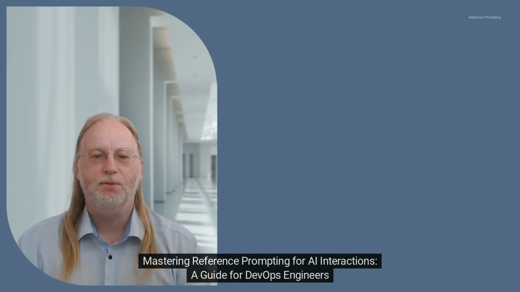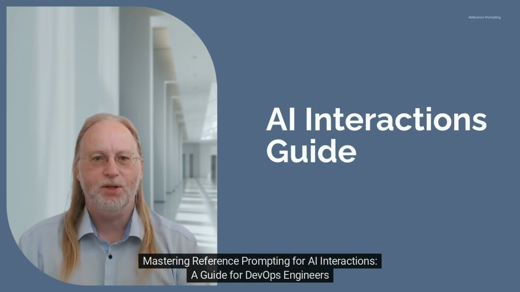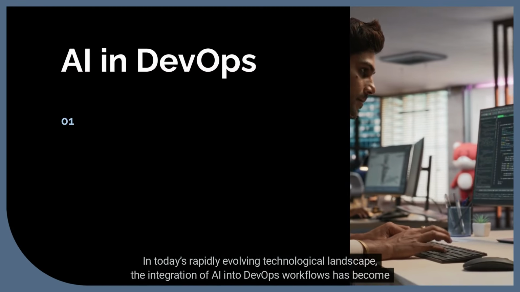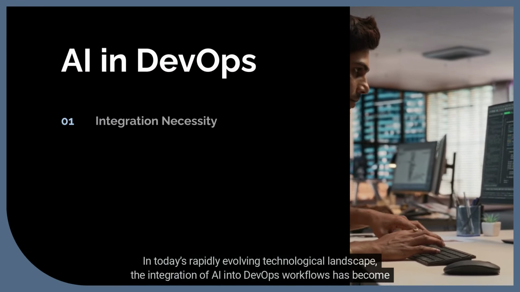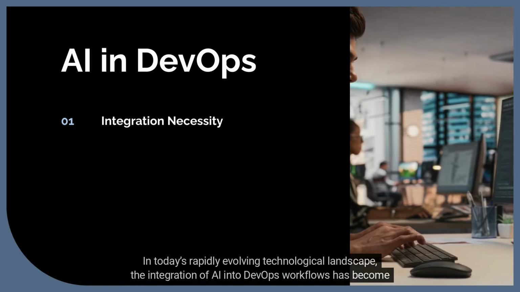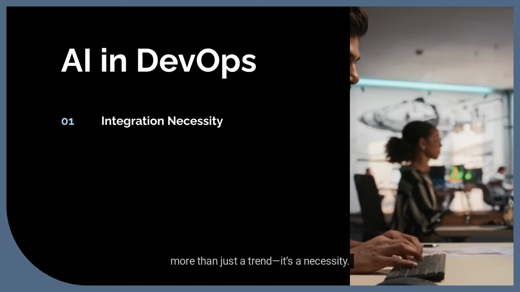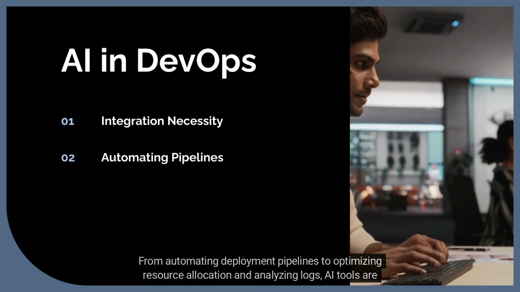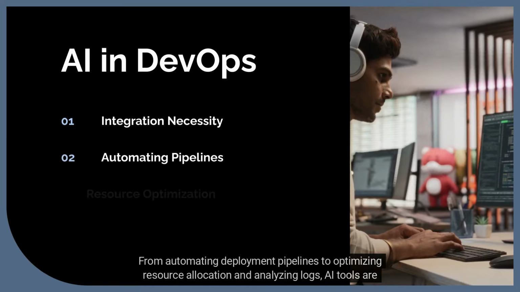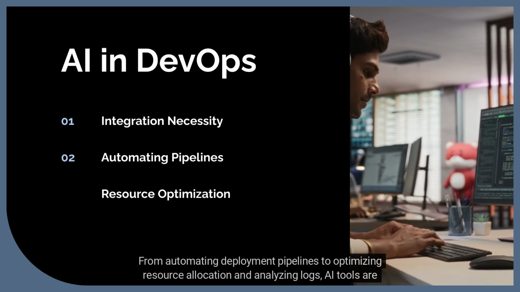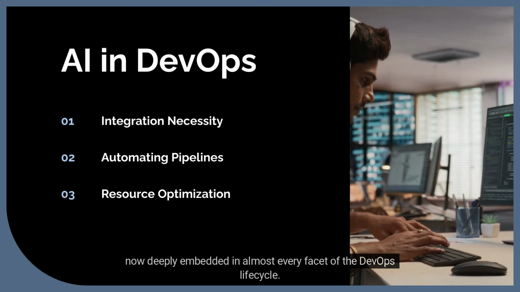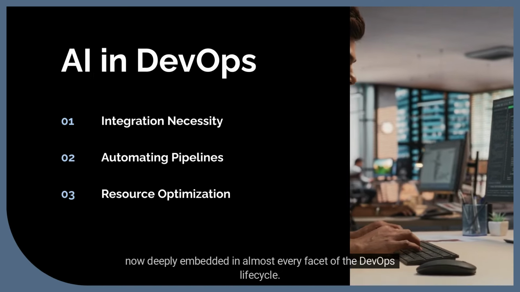Mastering Reference Prompting for AI Interactions, a guide for DevOps engineers. In today's rapidly evolving technological landscape, the integration of AI into DevOps workflows has become more than just a trend, it's a necessity. From automating deployment pipelines to optimizing resource allocation and analyzing logs, AI tools are now deeply embedded in almost every facet of the DevOps lifecycle.